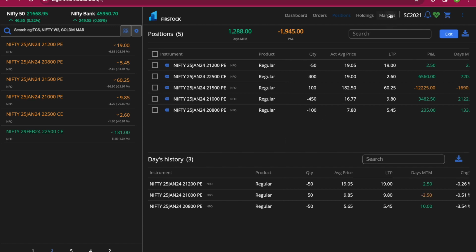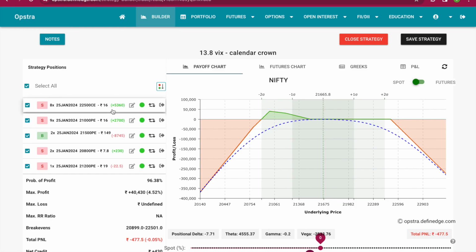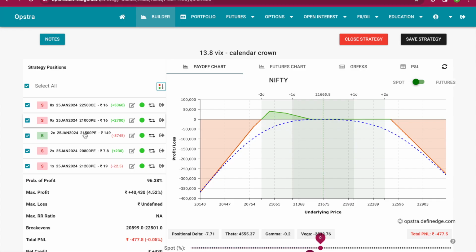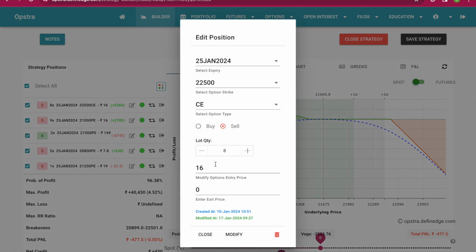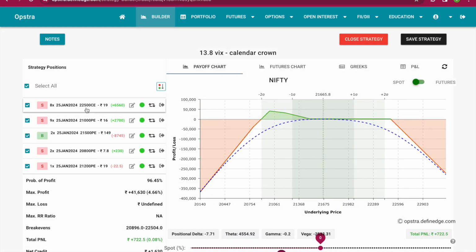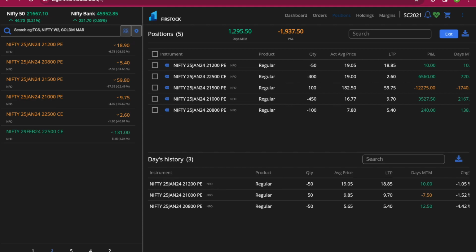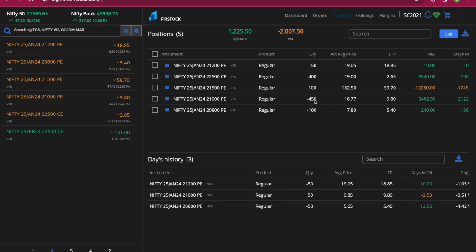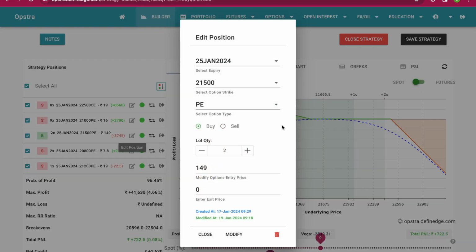So here are our cards, and the margin left is 28,000. The positions are, as you can see, 8 lots at 16 rupees. 22,500 CE is sold at 19 rupees. Okay, you can modify this. Then 21,000 PE is sold at 16 rupees, and 21,500 PE is bought at 149 rupees, but I am seeing the buy price of 182, and this can go to 182. Modify.